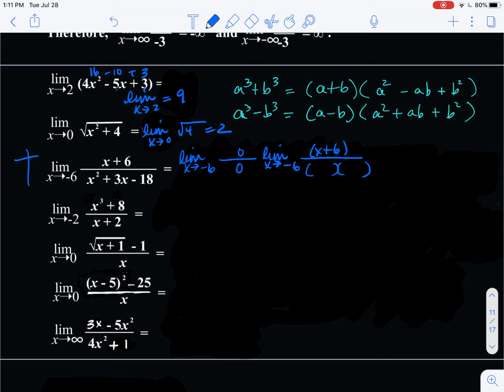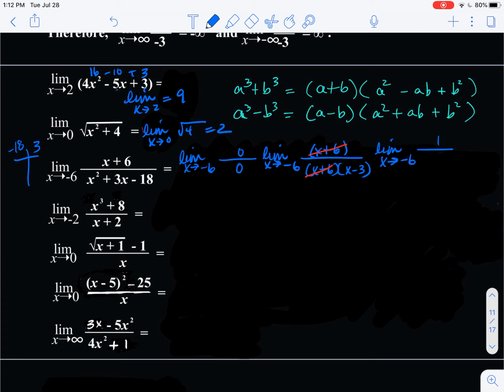So the limit as x approaches -6. The numerator is just x plus 6. The denominator, let's see, two numbers that multiply to get -18 and add to get 3. X plus 6, x minus 3. That multiplies to get a -18, and it adds to get a positive 3. I can see I have a common factor of the x plus 6. That means I have a hole or removable discontinuity at an x value of -6.